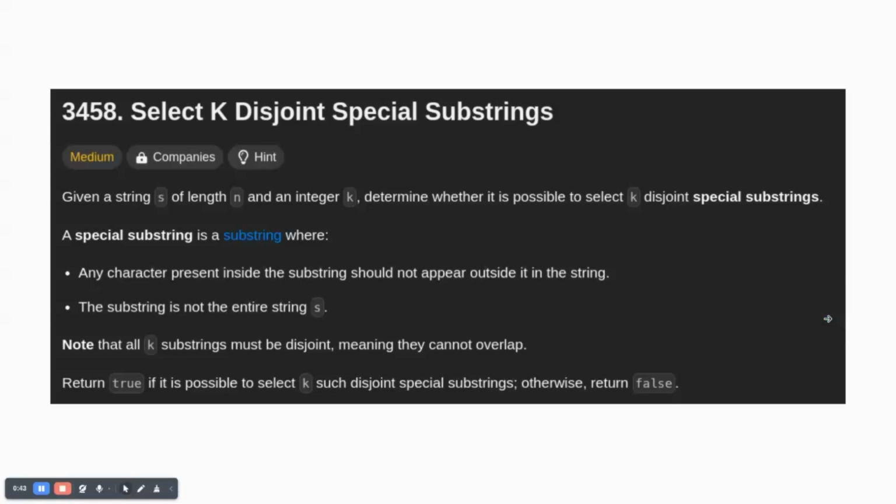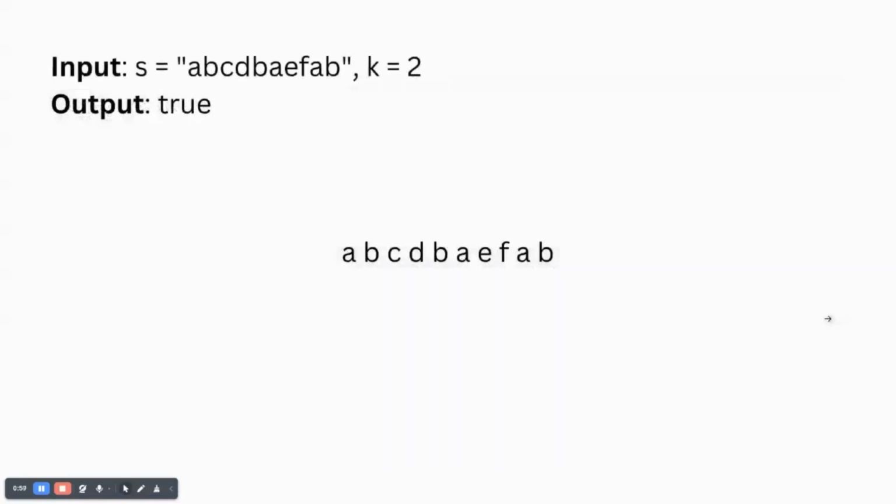Note that the k substrings must be disjoint, they cannot overlap, and our target is to return true if it is possible to select k such disjoint special substrings, otherwise we return false. So let's see an example. We're given this string and k is equal to 2. We can select a substring containing C and D and a substring containing E and F, because C only is present in this substring as well as D, and E and F are also present in this substring only.